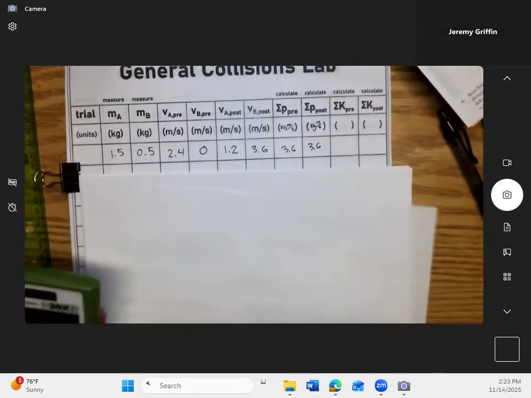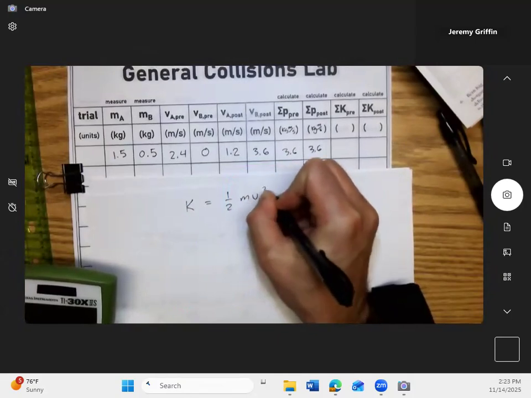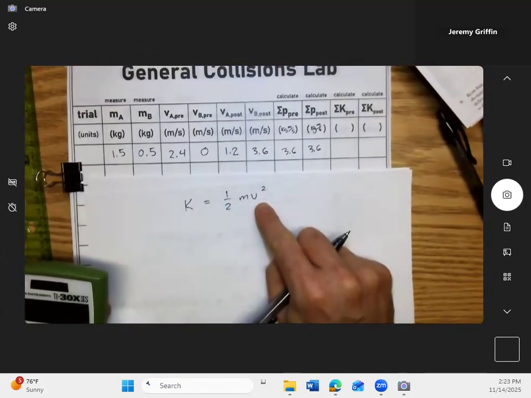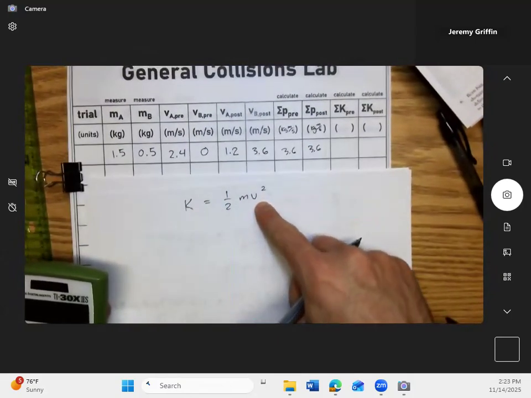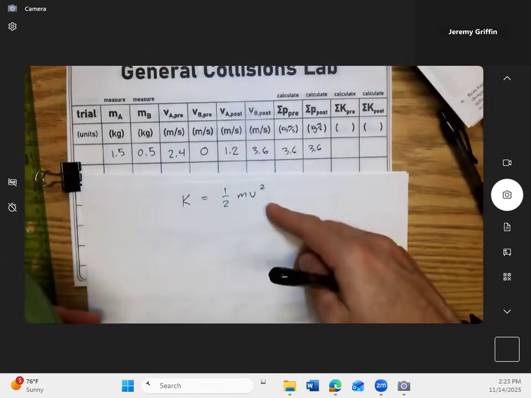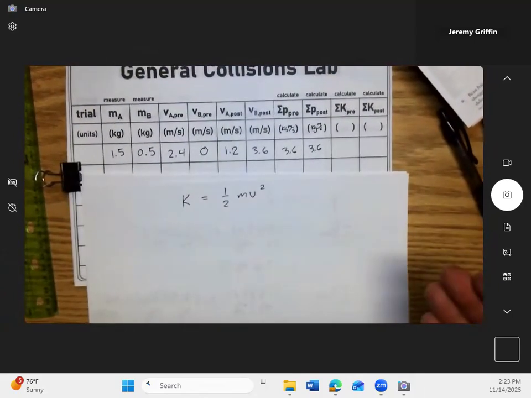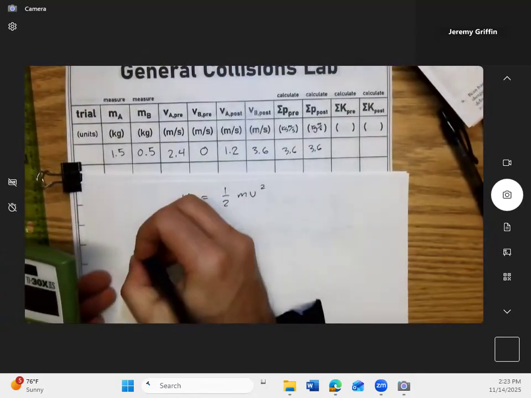How about kinetic energy? Well, I know kinetic energy is 1/2 mv squared. Anytime you square the speed, it becomes positive regardless. So even if you had the carts rolling towards each other and you had negative velocities, that doesn't show up in the kinetic energy data. Kinetic energy is going to be a straight positive number.